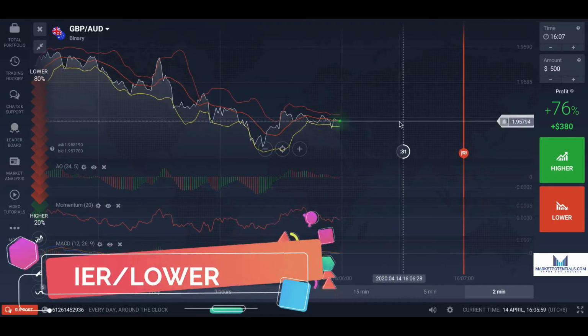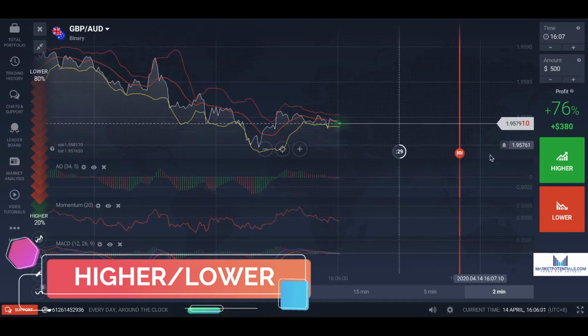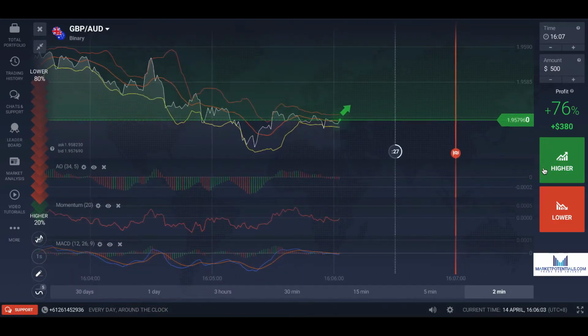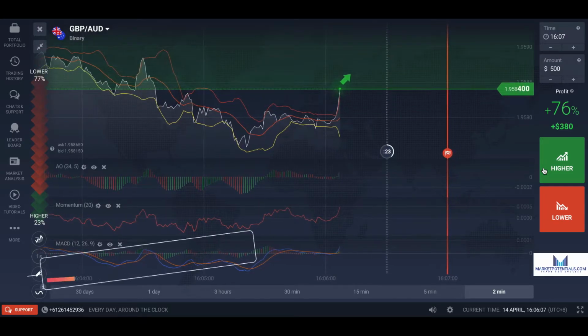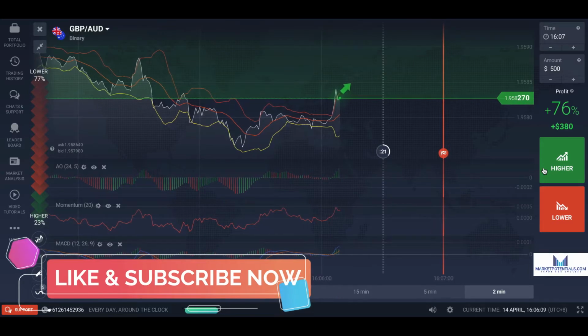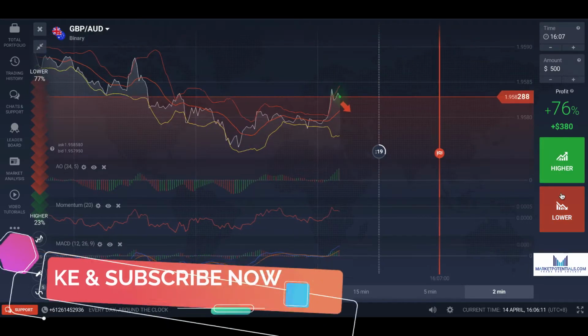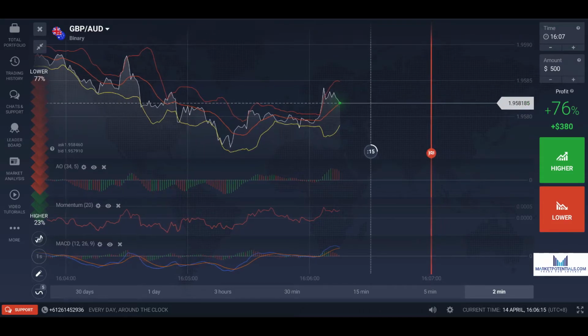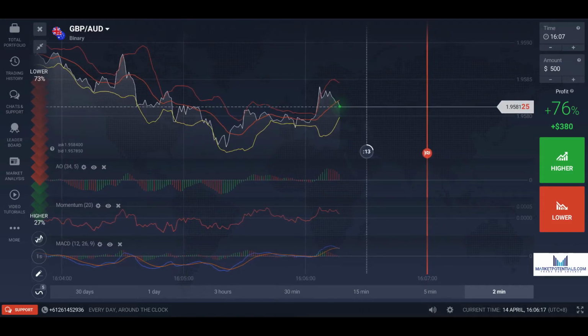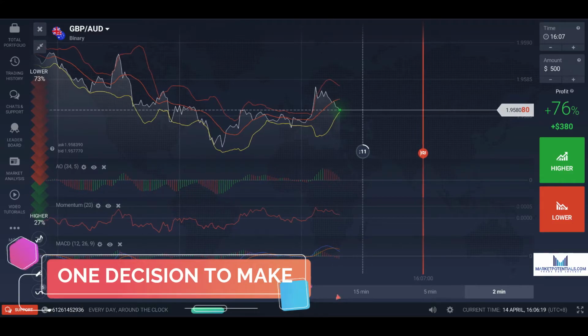Okay, so basically you make a decision by the white line. Say if you say higher, that means you expect the chart to end up being higher between the portions of the white and red line, and vice versa for the lower part. So that's pretty much the only decision you have got to make in binary options trading. That is all.